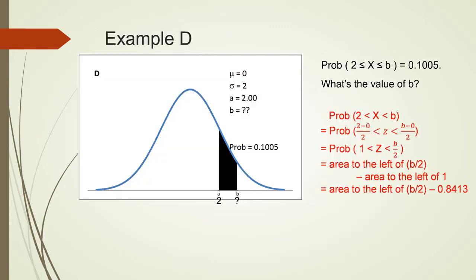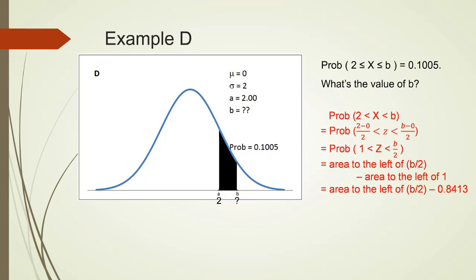This is an example where the normal distribution is not a z-distribution. The mean is 0, but the standard deviation is 2. We are told the area between 2 and B is 0.1005. What we need to do first is to convert both 2 and B to their respective z-scores. The z-score for 2 is 1, and therefore the z-score for B is just B over 2.